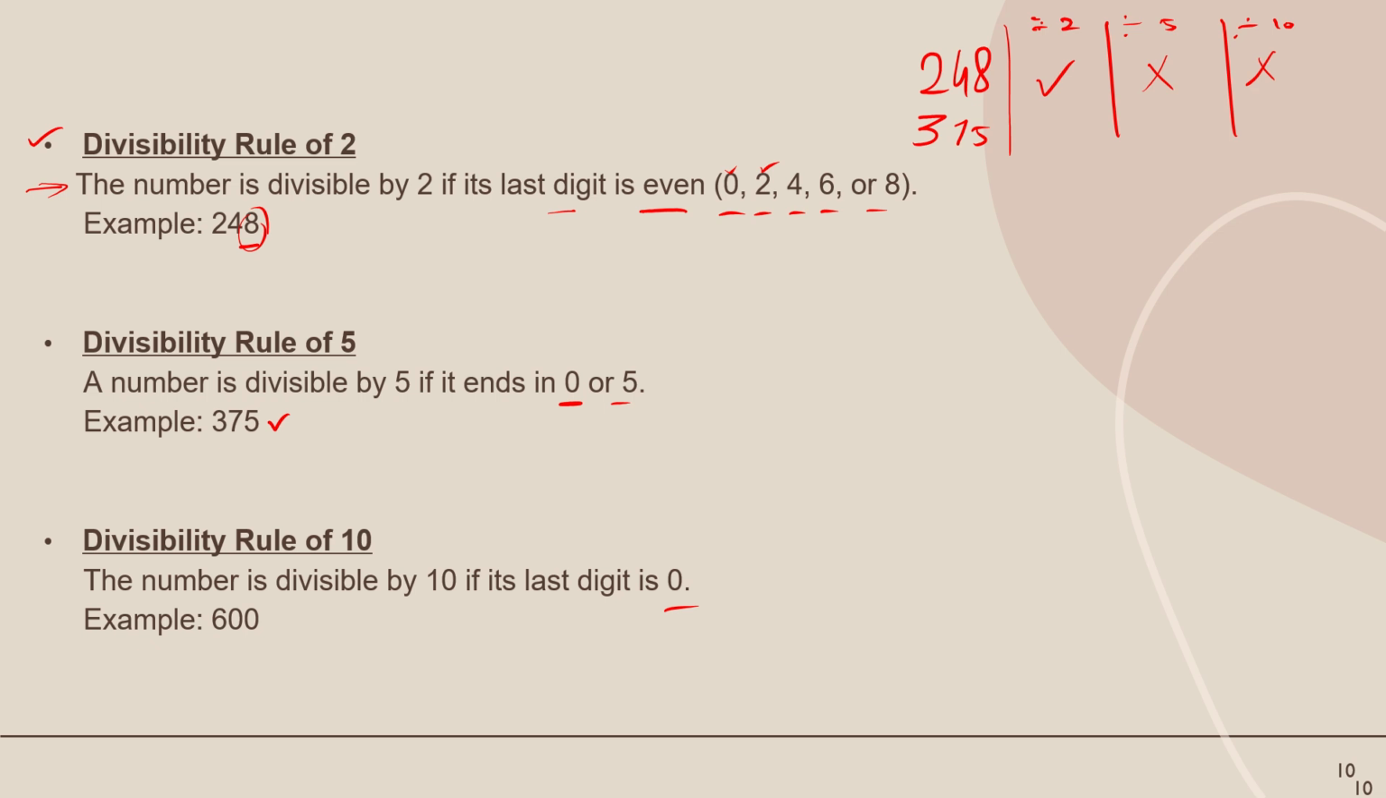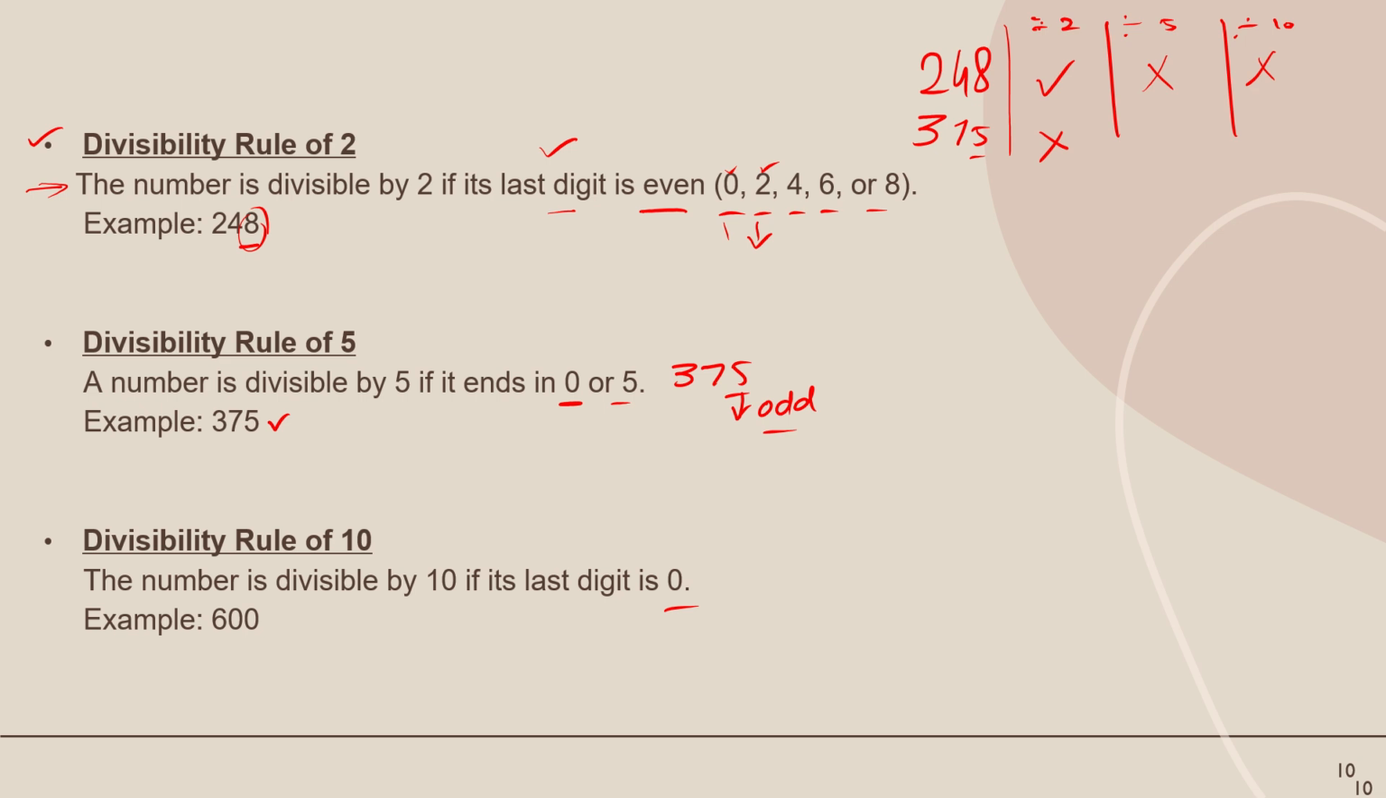Okay, for 2, as you can see, in the number 375 the last digit is odd. So it does not fulfill the condition of divisibility by 2, because for divisibility by 2 the last digit should be 0 or an even number. Here it is an odd number, so 375 is not divisible by 2.